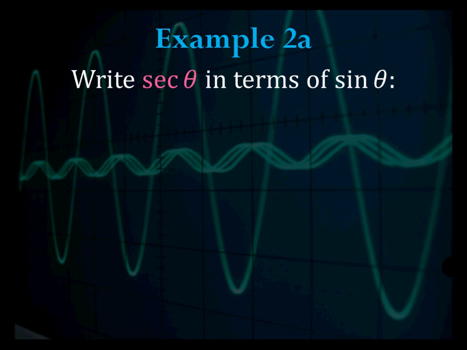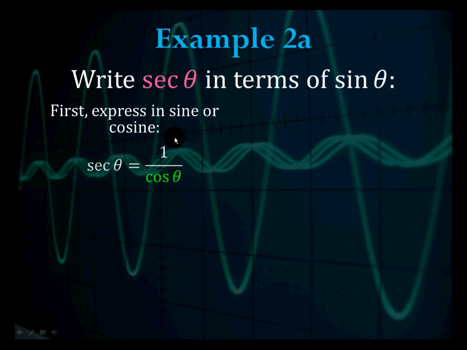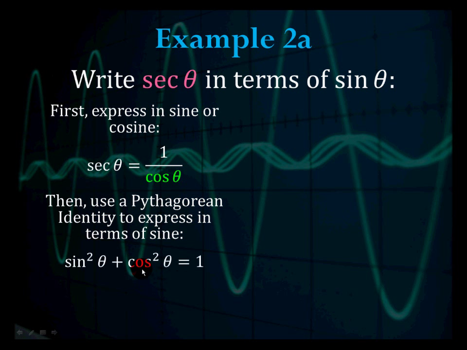Example 2a, write secant theta in terms of sine theta. Alright, so what you're going to want to do here is to re-express secant in sine or cosine and then use the Pythagorean identity to substitute for cosine in terms of sine. So let's see how this looks. So first, secant theta is 1 over cosine theta. So what we're going to want to do is figure out what cosine theta is in terms of sine theta. Well, we know that sine squared plus cosine squared equals 1. So, therefore, cosine squared equals 1 minus sine squared.